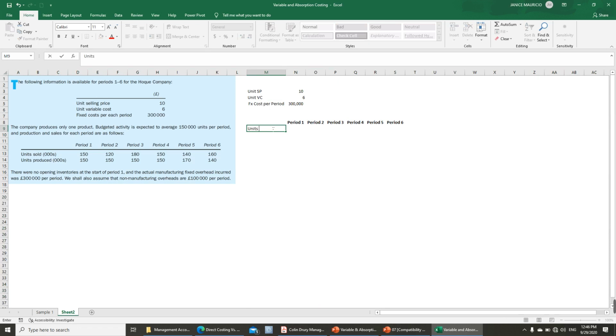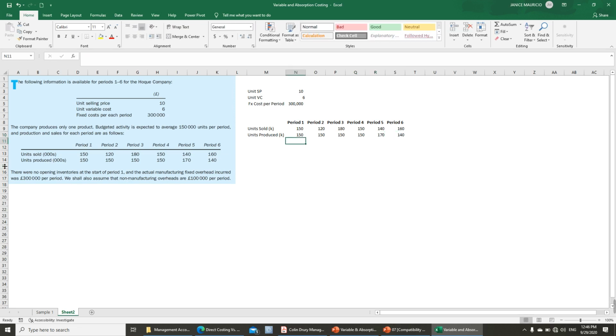And then we put in here units sold in thousand and units produced also in thousand. So for period 1, it's 150, 120, 180, 150, 140, and 160. So that's period 1 to period 6. And then units produced is 150, 150, 150, 150, 170, and 140.